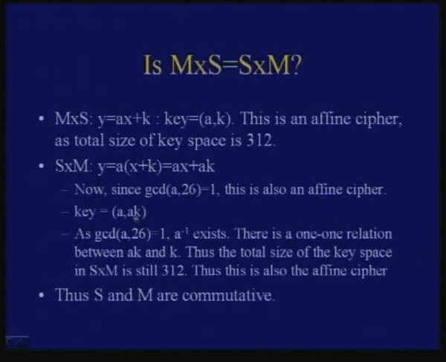Here we have the key ak, and here we have the key k. But since there is an inverse of a, there is a 1-to-1 correspondence between this set and this set. If there are 26 possibilities of k, then ak, since you are working modulo 26, also has 26 possibilities. So the two sets are essentially the same. In both cases, whether you do M cross S or S cross M, your key size is still 312. So M cross S and S cross M are the same. That is what is called commutativity, so we have commutative ciphers. It doesn't matter whether you first shift and then multiply, or first multiply and then shift. Both are the same.